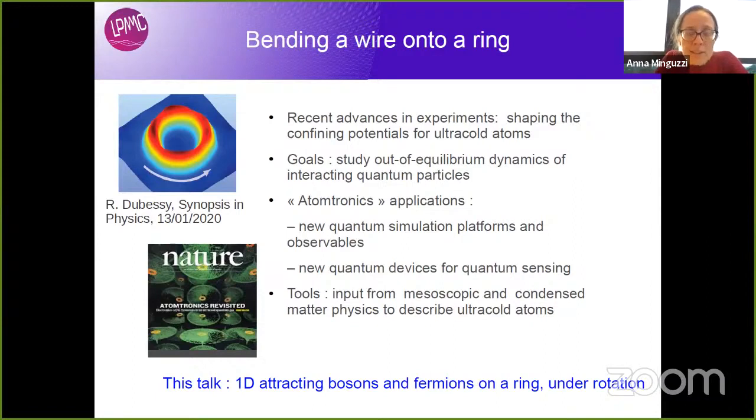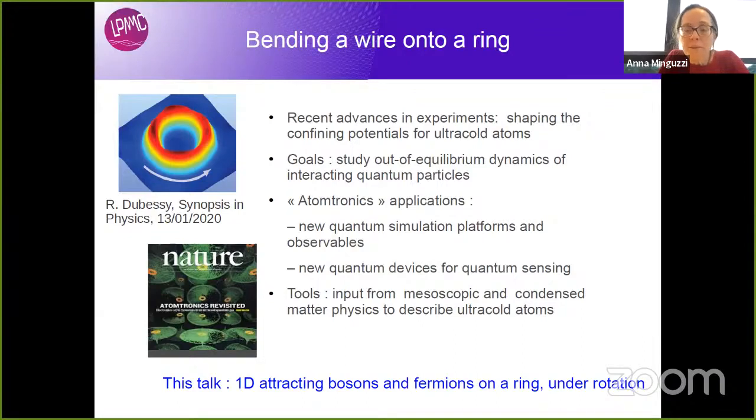In fact, this ring geometry has two main so-called atomtronics applications. One is to have quantum simulation platforms. For example, in this case, we have no effect of the boundaries. The theorists know very well that this is the best boundary condition because we don't have to worry about the walls, but also it introduces new observables like the current, as we will see. And secondly, we hope to create new quantum devices with this system, in particular to apply to quantum sensing.